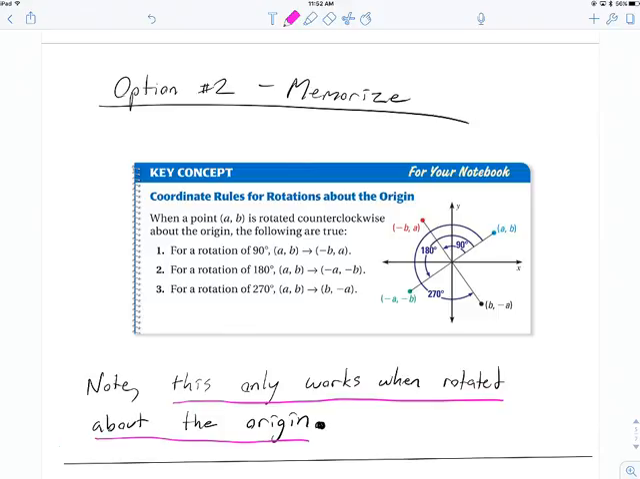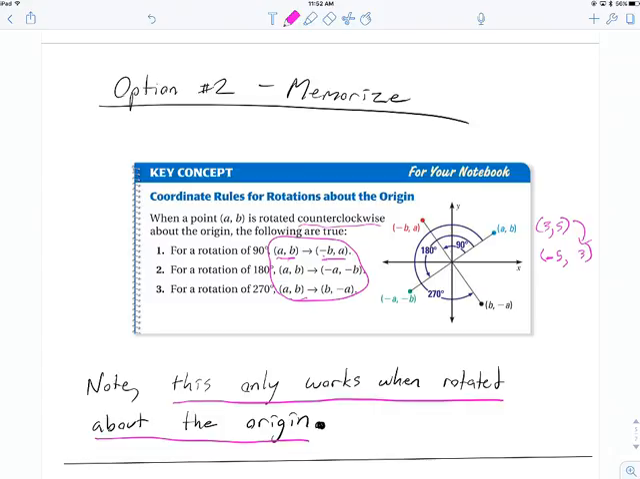So if you're rotating around the origin, you could just memorize that for a 90-degree turn, (A, B) becomes, we switch places, and the first thing becomes negative. So for example, if you're doing a 90-degree rotation, and this is counterclockwise, then the point 3, 5 would become the point, switch them, 5, 3, and then the first would become negative. So a 90-degree rotation would take 3, 5 to negative 5, 3.